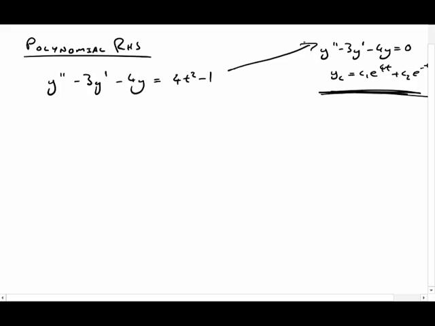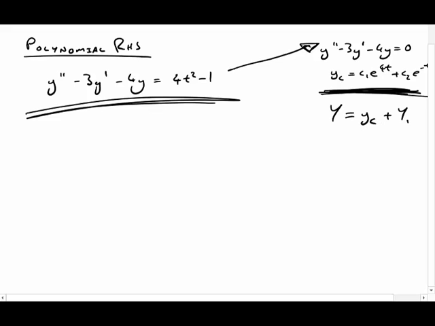Okay, we first of all find the complementary solution, which is solving the homogeneous equation. So we just set the right hand side equal to 0, and we came up with that. And remember, a general solution to this will be the complementary solution plus some particular solution. And the idea in this video is that we're going to find that particular solution, just like we did in the last couple of videos.